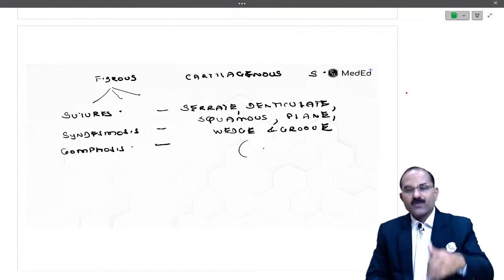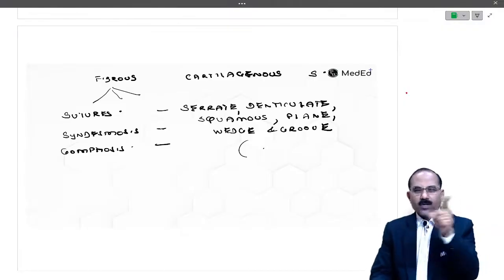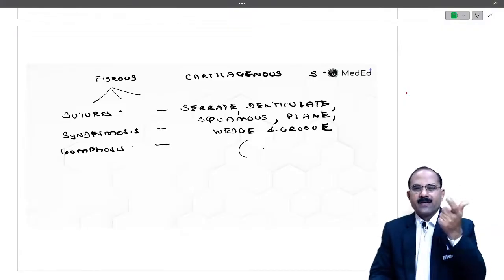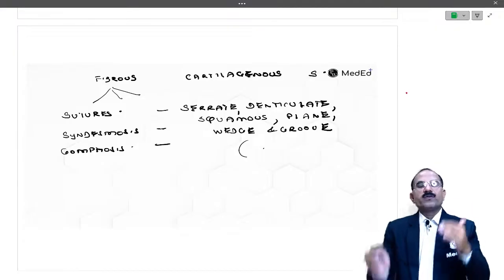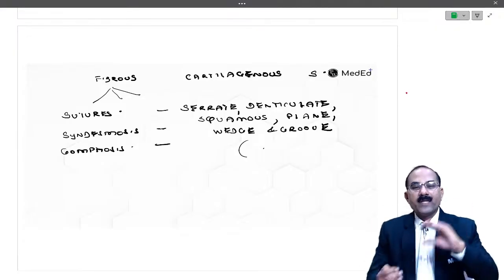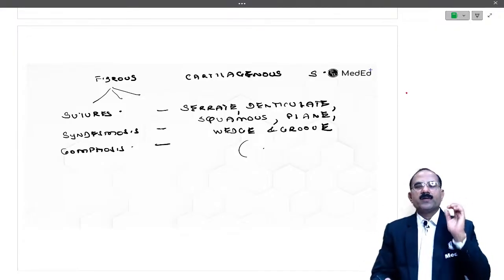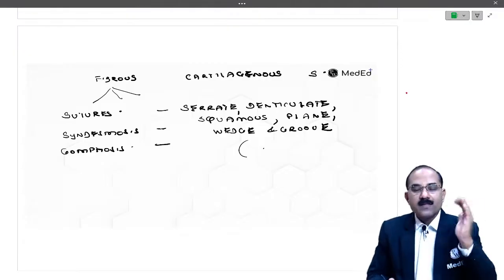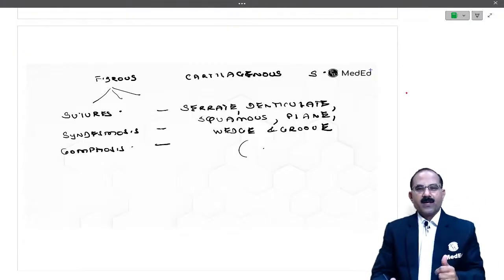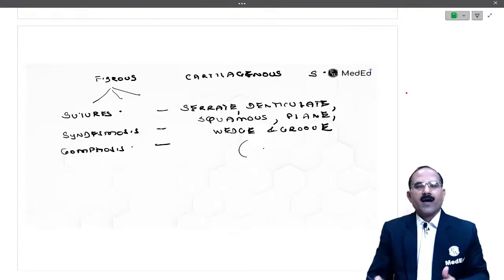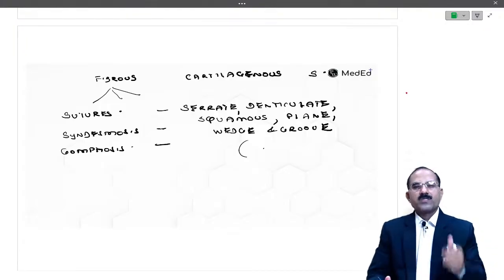What are the types of sutures? One is serrate suture, sawtooth. Second is denticulate, teeth-like. Third is plain. Fourth is squamous suture. Fifth is wedge and groove type of suture, the other name for which is Schindylesis. One bone fits into the groove of the other bone, for example the rostrum of sphenoid and vomer.